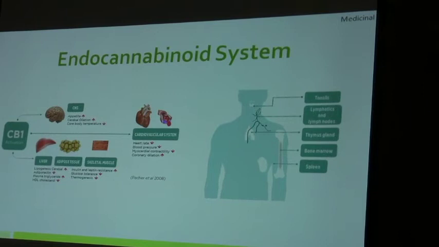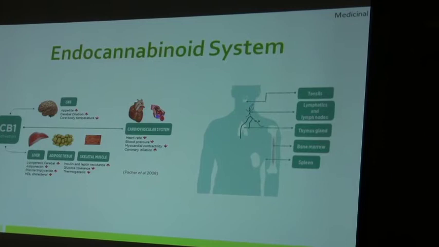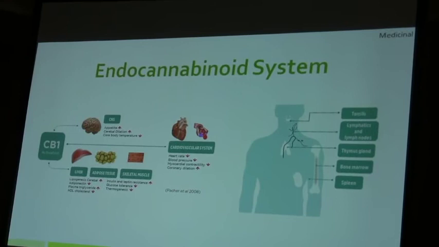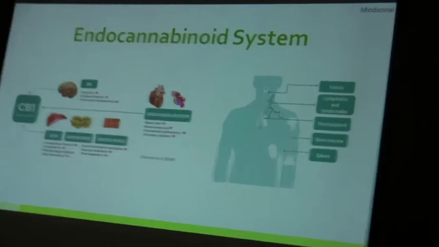In terms of CB2, affecting our immune system, terpenes and cannabinoids are known anti-inflammatories. So when it comes to things like pain and cancer, inflammation is usually the worst enemy. As soon as you have inflammation, it causes more mutations, more cancer, more pain, where medical cannabis can help alleviate that.